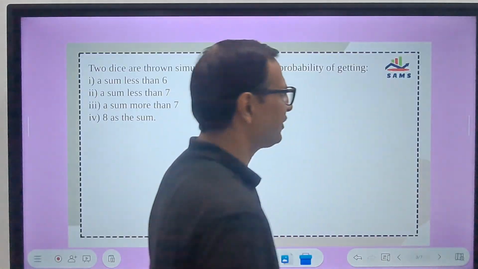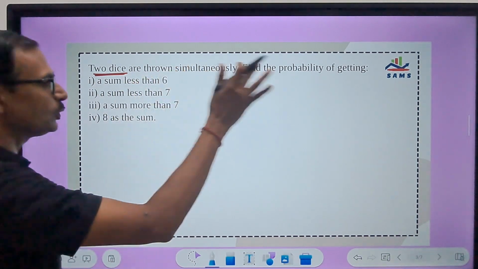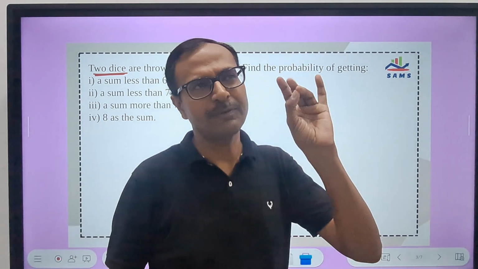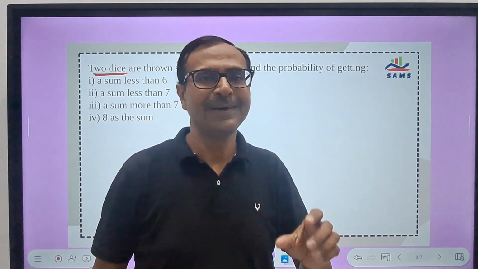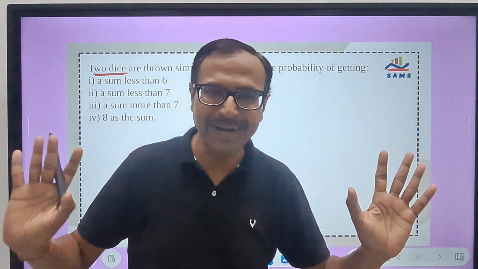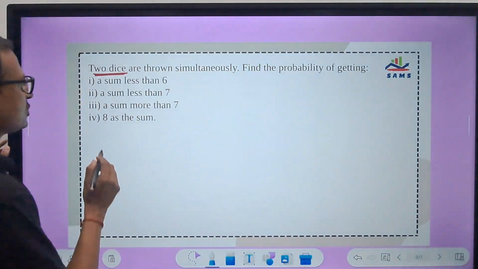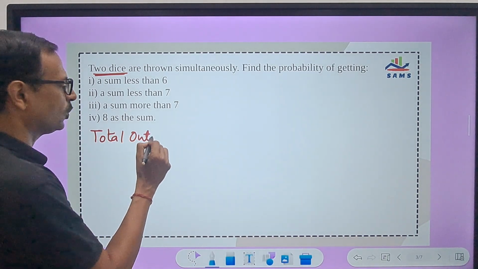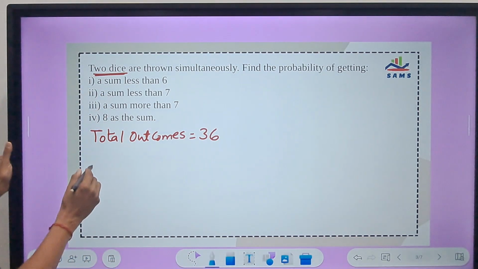So friends, what is the first question we are going to take up? Two dice. So whenever I see two dice, I immediately remember 36 cases: 1 1, 1 2, 1 3, 1 4, 1 5, 1 6, 2 1, 2 2, 2 3, 2 4, 2 5, 2 6, so on up to 6 1, 6 2, 6 3, 6 4, 6 5, 6 6. Okay, so I don't have to write them, right? You know what are those 36 cases, right? So total outcomes are 36 in number. And so let's find the first part.